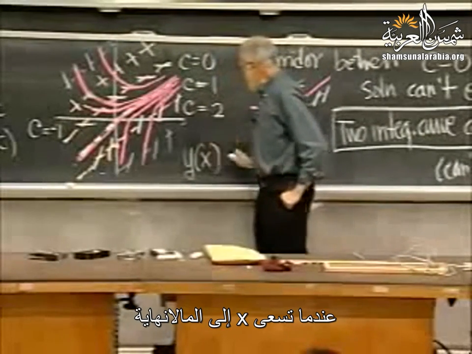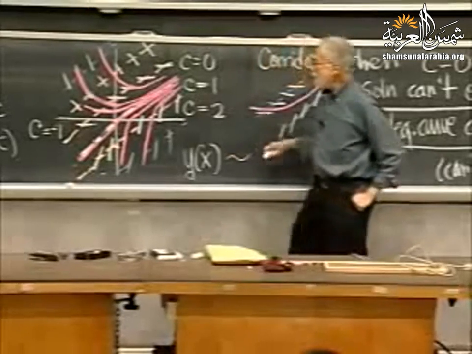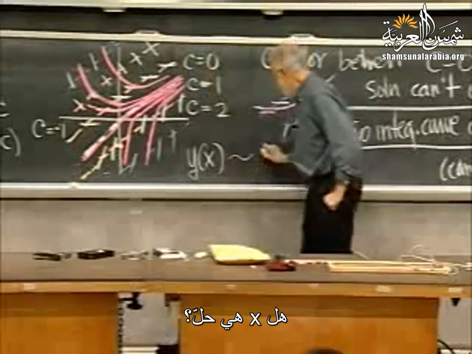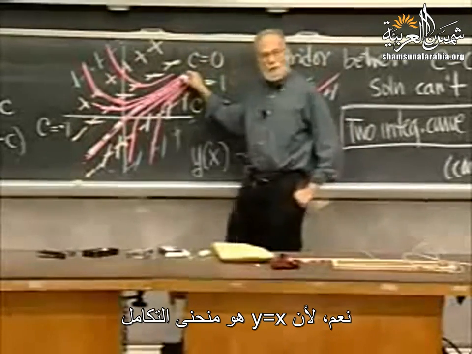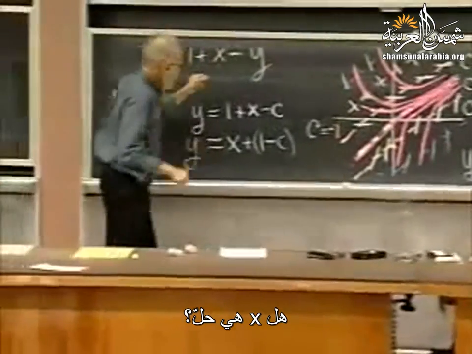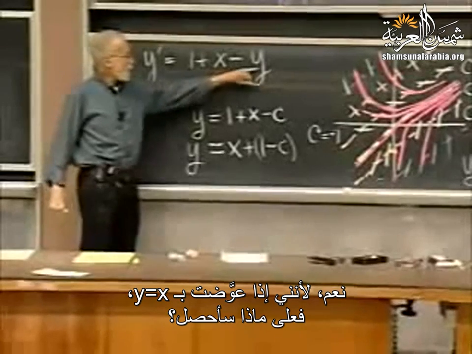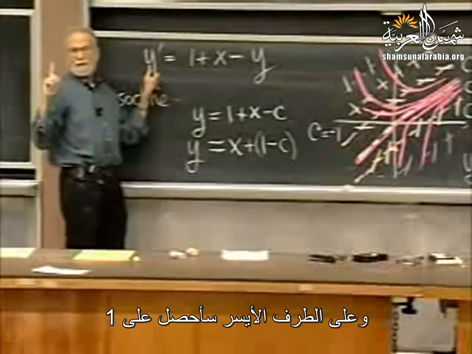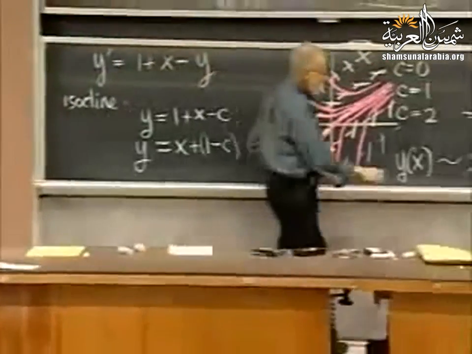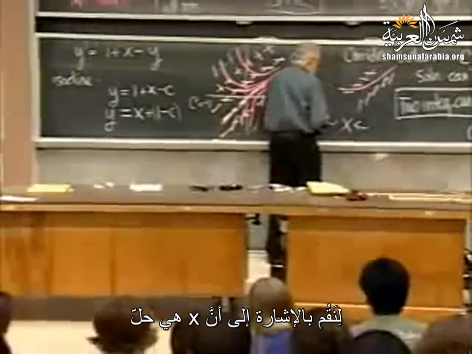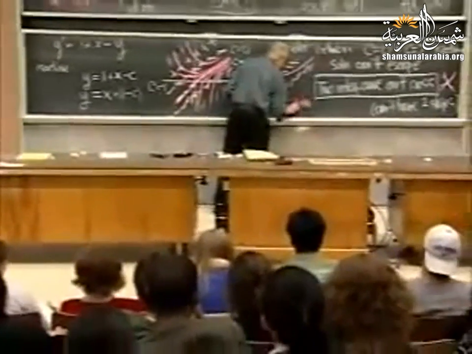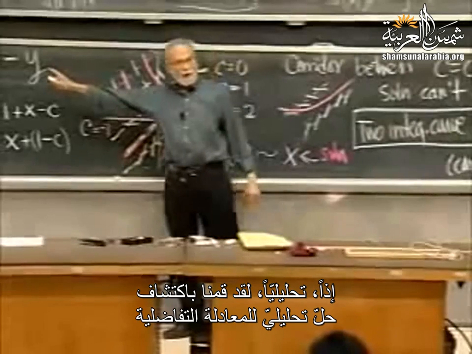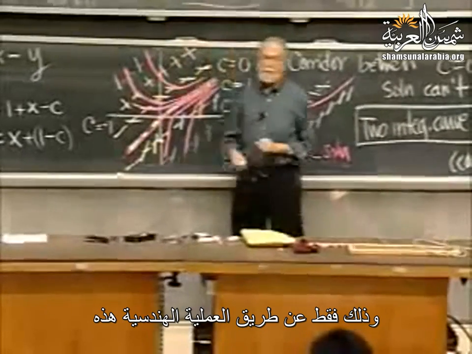As x goes to infinity, they become asymptotic to, they become closer and closer to the solution y equals x. Is y equals x a solution? Yeah, because it's an integral curve. If I plug in y equals x, I get what? On the right-hand side, I get 1, and on the left-hand side, I get 1. 1 equals 1. So this is a solution. Let's indicate that it's a solution. So analytically, we've discovered an analytic solution to the differential equation, namely y equals x, just by this geometric process.